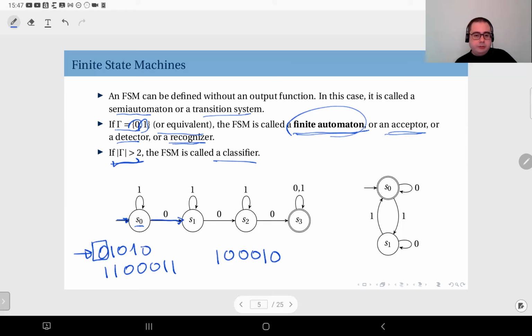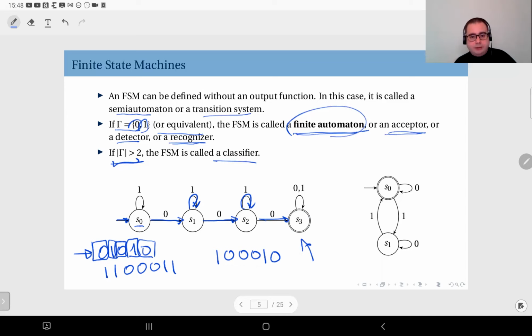Okay, so here we do not have any output. We just have state transitions. Then the next symbol is 1, which keeps the state at S1. Then I have a 0, which takes me to S2. Then I have a 1, which keeps me in S2. And finally, I have a 0, which brings me to S3. And S3 is an accepting state as signified by the double circle. Therefore, this string 01010 is recognized or accepted by this finite automaton.